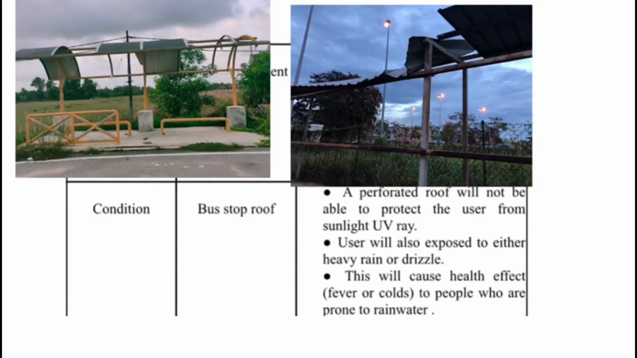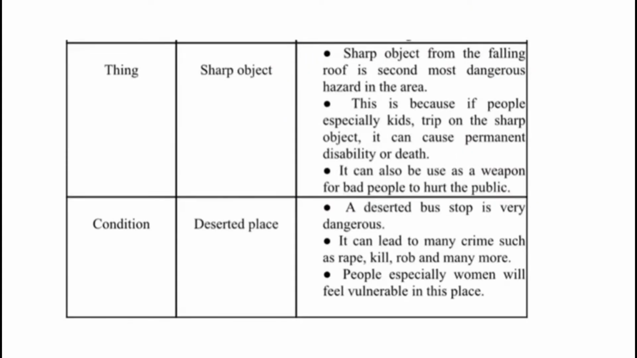Such failure will result in pedestrians slipping and falling on the ground. Next, the bus stop roof. A perforated roof will not be able to protect the user from sunlight UV rays. Users will also be exposed to either heavy rain or drizzle. This will cause health effects to people who are prone to illness from rainwater. Fifth is sharp object. Sharp objects from the falling roof are the second most dangerous hazard in the area. This is because if people, especially kids, trip on the sharp object, it can cause permanent disability or death. Not to forget, it can also be used as a weapon for bad people to hurt the public.